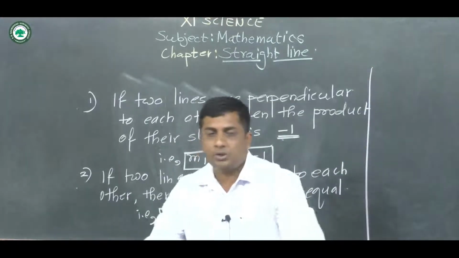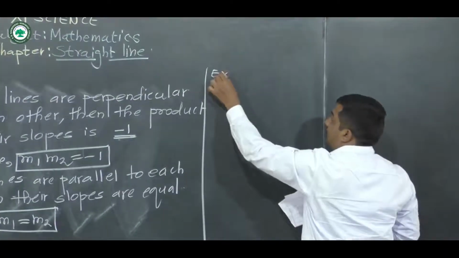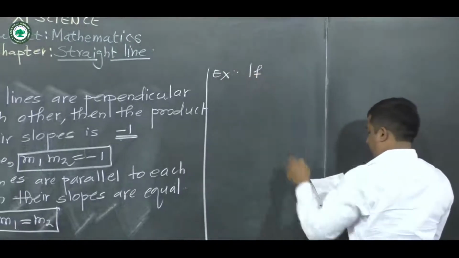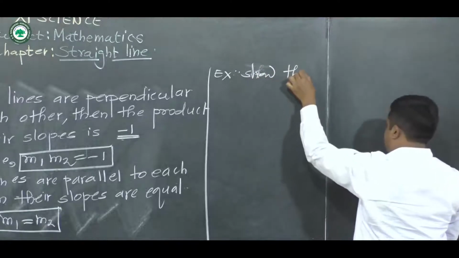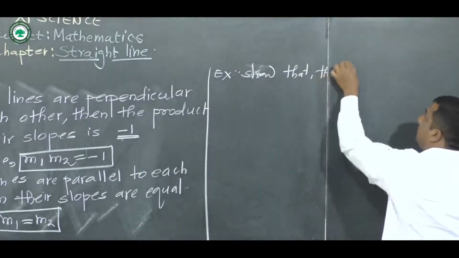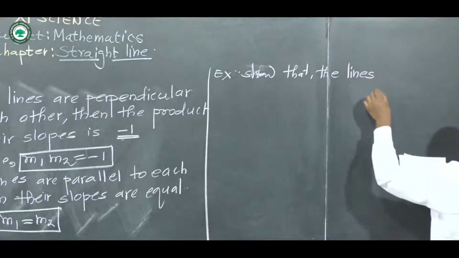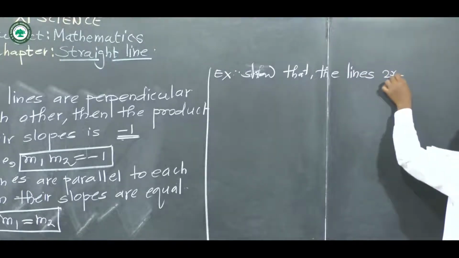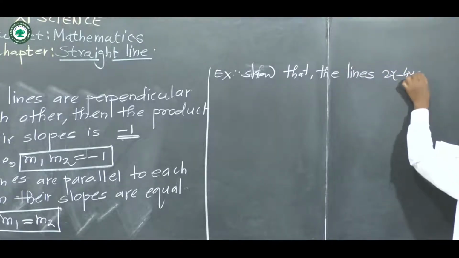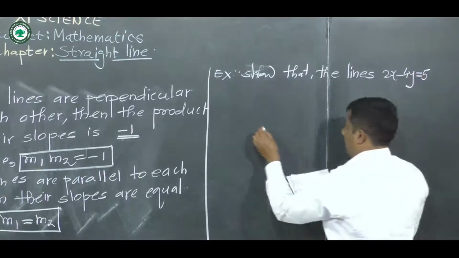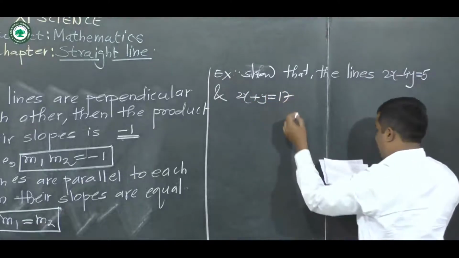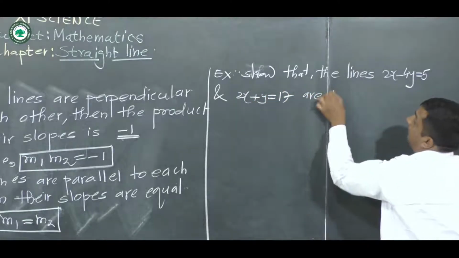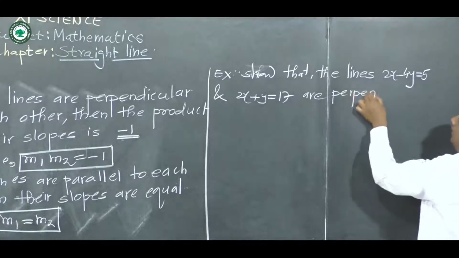Let us see some important examples related to this part. Let's go with our first one. In the first example, show that the lines 2x minus 4y is equal to 5 and 2x plus y is equal to 17 are perpendicular to each other.